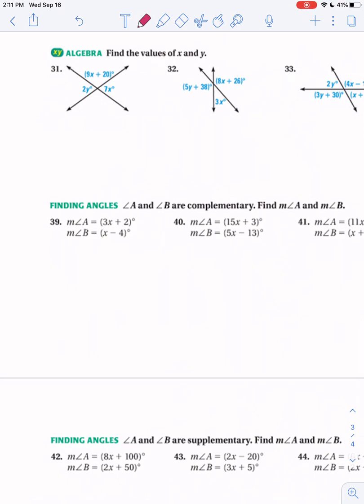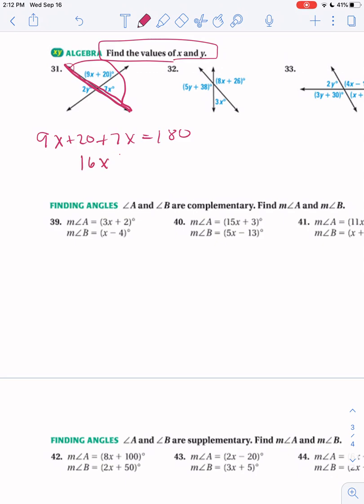Let's try a little algebra. We're looking for the values of x and y, so we're going to have two sets of equations here. First thing I'm going to do is start with the x's. You can see that we have a linear pair of angles with the x. We know that a linear pair is supplementary, so we're going to say that 9x plus 20 plus 7x we know has to equal 180 degrees. 16x plus 20 equals 180. 16x equals 160, so we know x is 10. And this time we don't have to substitute it back in, they just want the value of x.